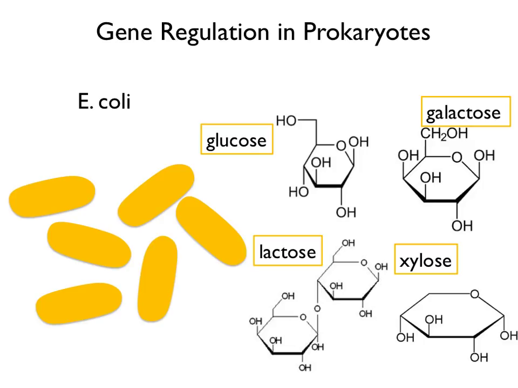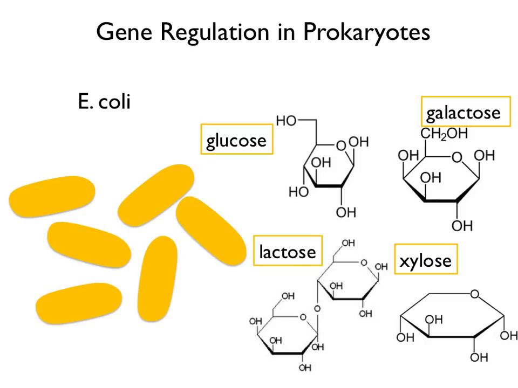So let's look at E. coli, which was the model system that Jacob and Monod were working on. E. coli bacteria will take up different sugars in their environment and use those as a source for carbon and energy. I'm showing you a couple sugars here: glucose, galactose, lactose, and xylose, all of which E. coli are able to use as a carbon source and for energy.